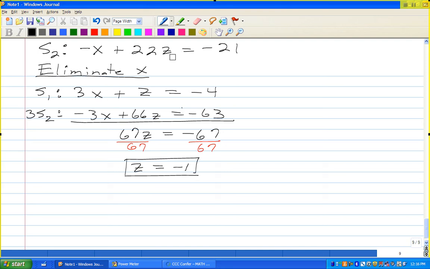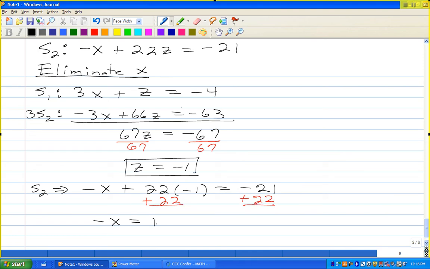So S2 says negative x plus 22 times negative 1 equals negative 21. So add 22 to both sides of your equation. So I have negative x equals 1. And so divide by negative 1, so x is equal to negative 1.